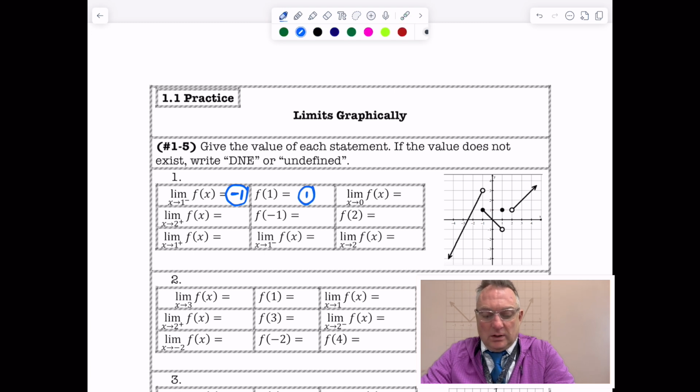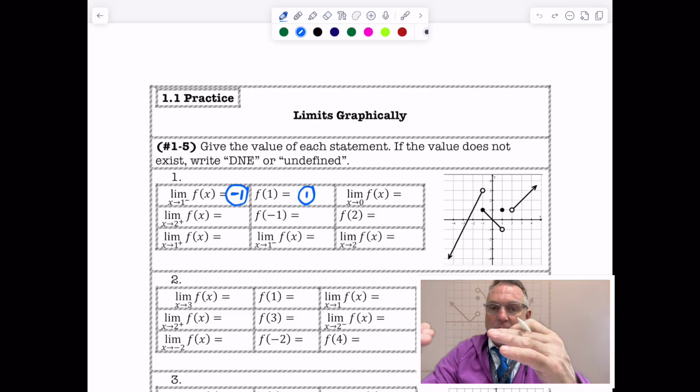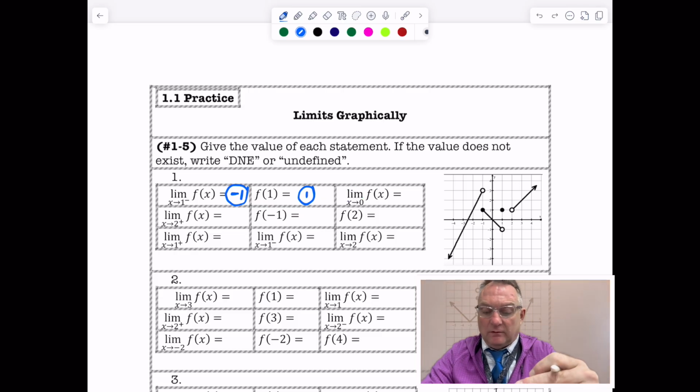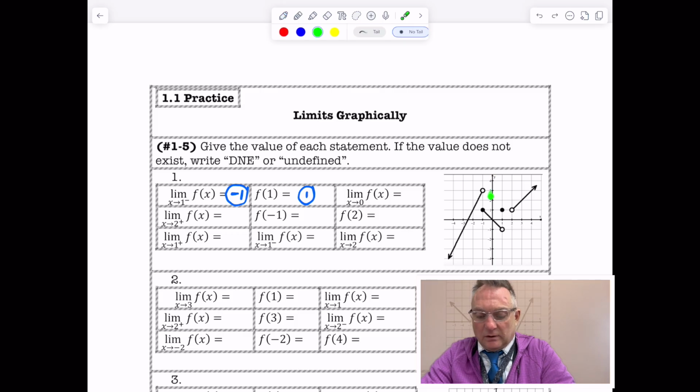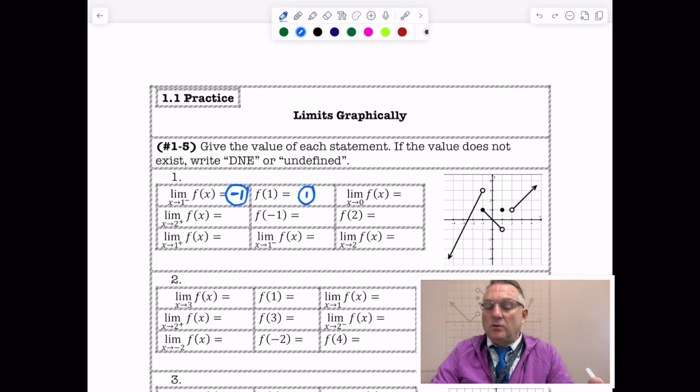And then the next one is finding when x approaches 0. So it has to match from both sides. And so I go on my graph. When x is 0, I'm on the y-axis. And the function approaches from both sides. It's continuous in that area. It actually goes through 0. So that's actually the function value. It approaches 0 and is equal to 0 there. So the limit is 0.